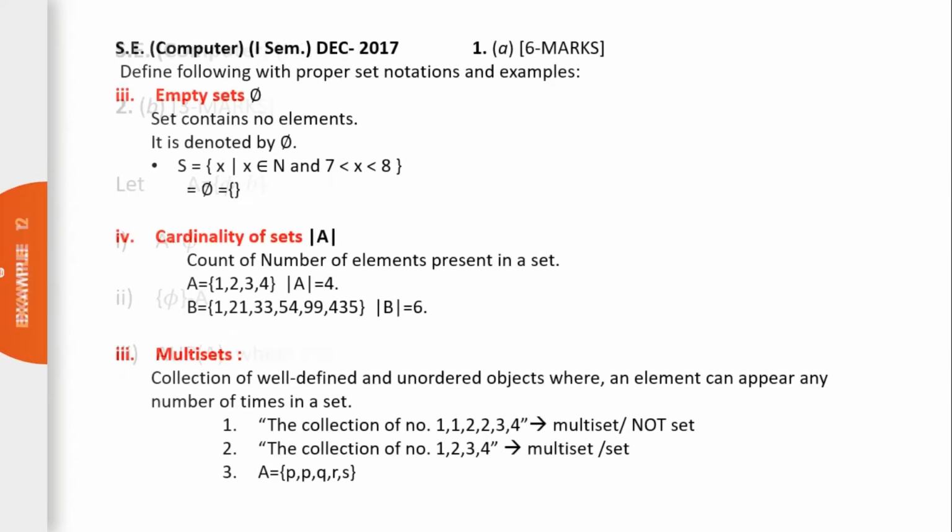Empty set. An empty set is a set which contains no element. It is denoted by phi. For example, I have natural numbers, that is 1, 2, 3 and so on. We have to find the natural number which is present between 7 and 8: x such that x belongs to N and 7 is less than x is less than 8. There is no natural number present between 7 and 8, so our set will become phi, the empty set or null set.